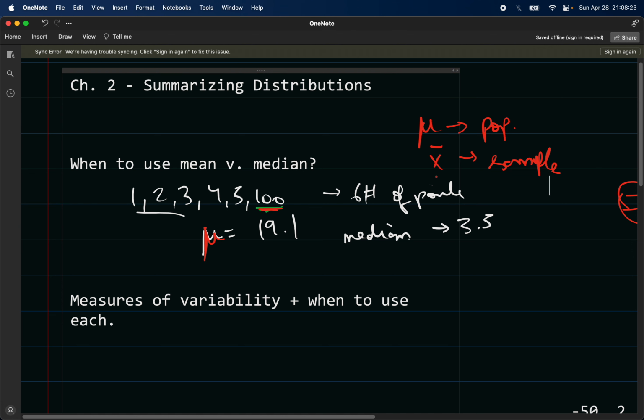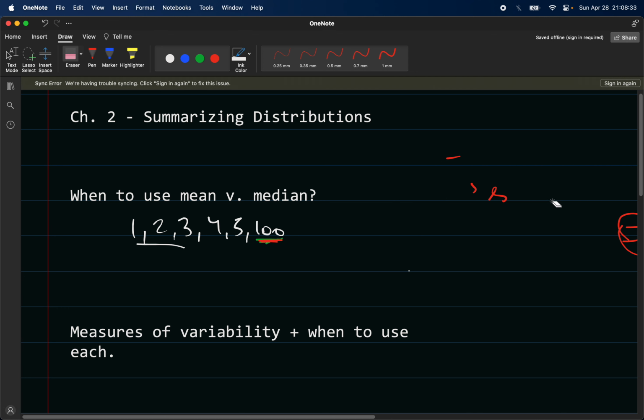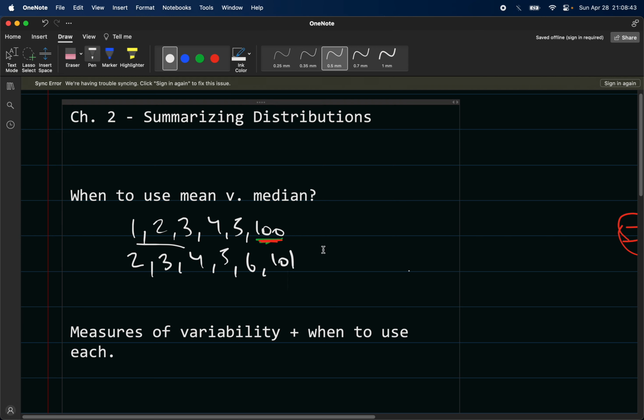Okay. So the mean is 19.1, right? Now say I added a 1 to each of these points, so the 1 would become a 2. So my new data is 2, 3, 4, 5, 6, and then 101, right? Now try to think about what happens as I do this. How's the mean going to be affected?